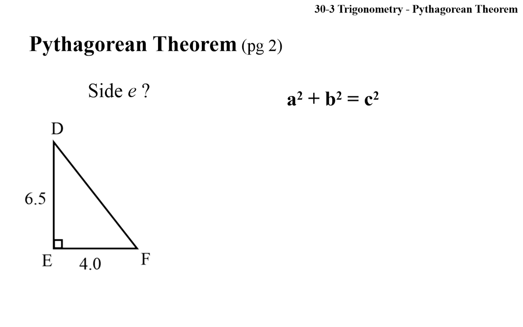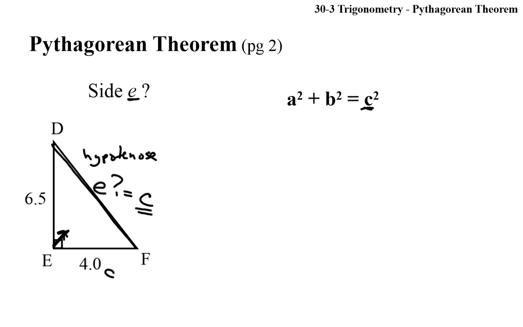times. Here's a question. It wants us to find side E. Well, side E is across from angle E. So there's the side we're trying to find. And which side is it? Well, it is across from the 90. It is the longest side. So that's our hypotenuse. If it helps you, instead of calling it E, make sure you identify it as C, because that's the hypotenuse in Pythagoras' theorem.